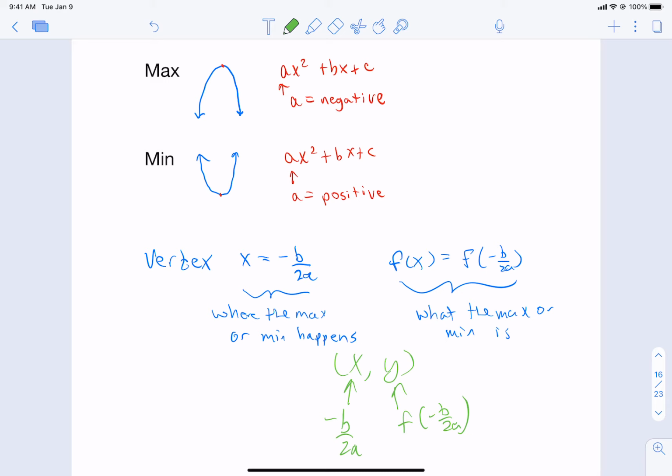So you got to think about what they are asking in the question. If they ask for what time are we at a maximum height, that's your x usually. If they say what is the maximum height, then you have to plug in the x to find what height that happens.